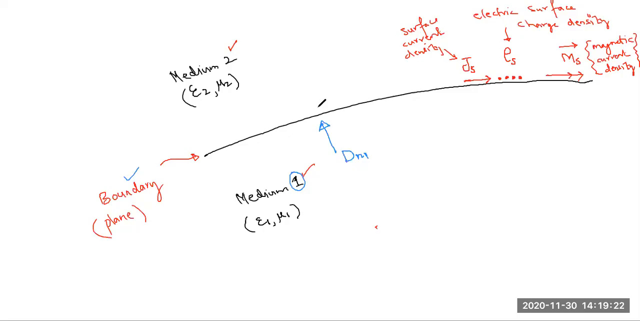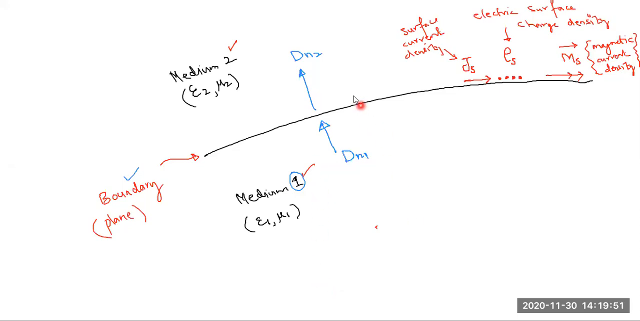Now I want to find out what is going to be the normal component of electric flux density on the other side of the boundary. So I'm interested in finding out Dn2. The boundary conditions will tell us what is the relationship of Dn1 with Dn2.